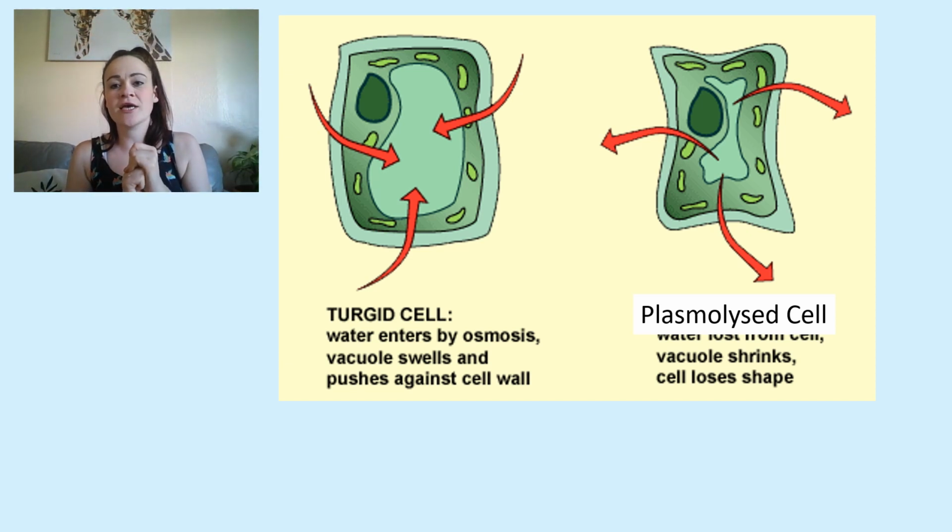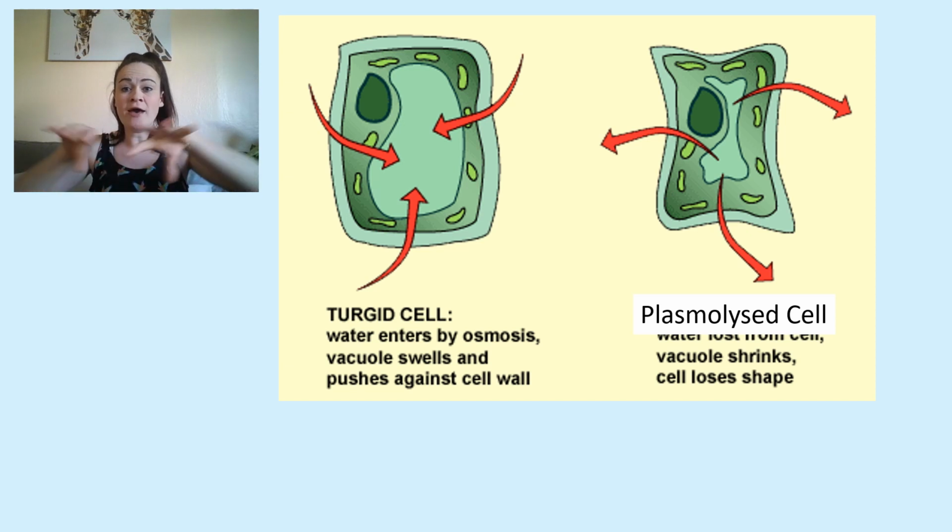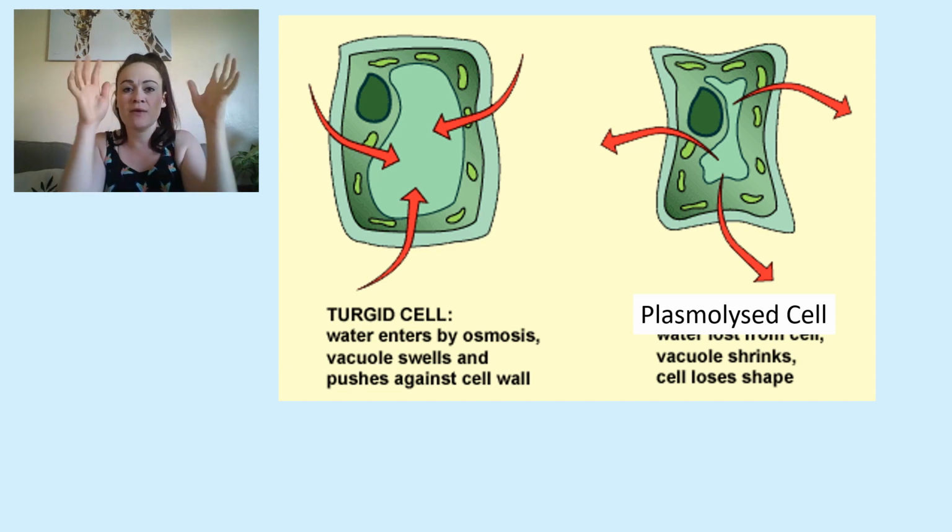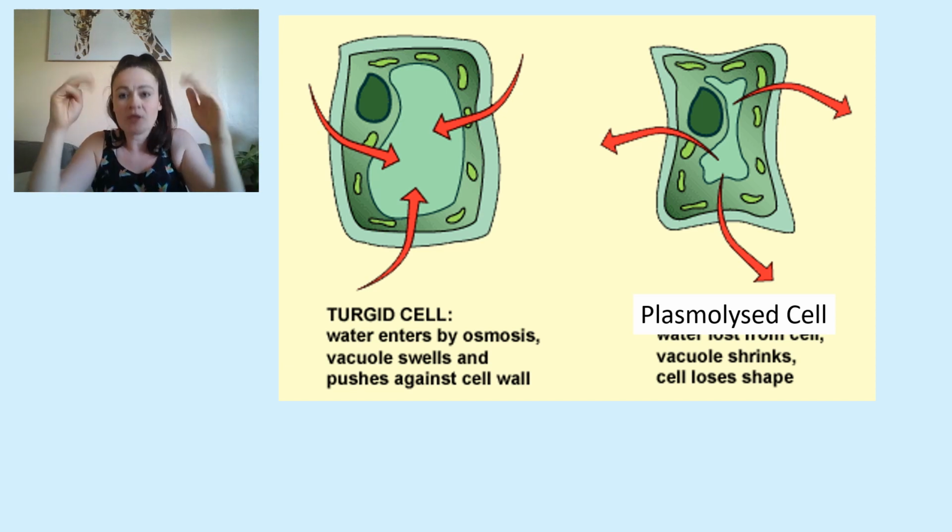If your plant cell gets put into a really salty solution or sugary solution, so that means that there's more water inside the cell, and then the water is going to go from the high concentration inside the cell to outside. The water will move out. We get our plasmolysed cell when the vacuole shrinks and the cell membrane comes away from the cell wall. So the cell can go whoop in a little bit.